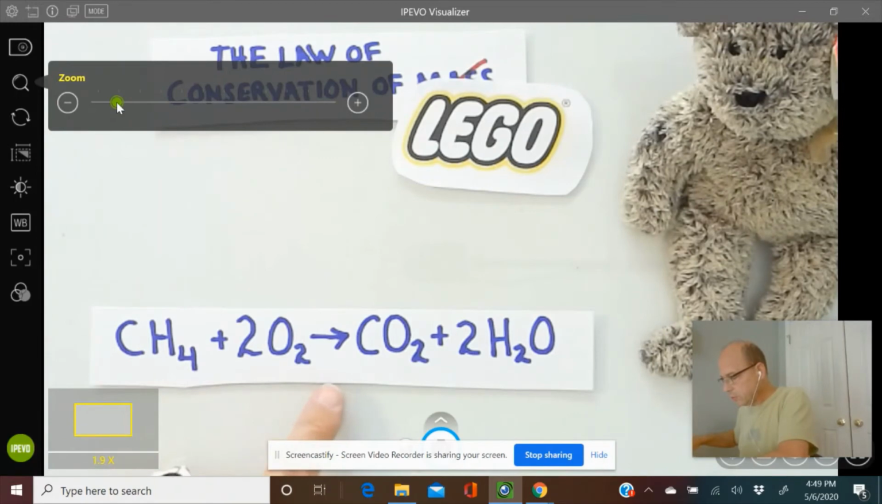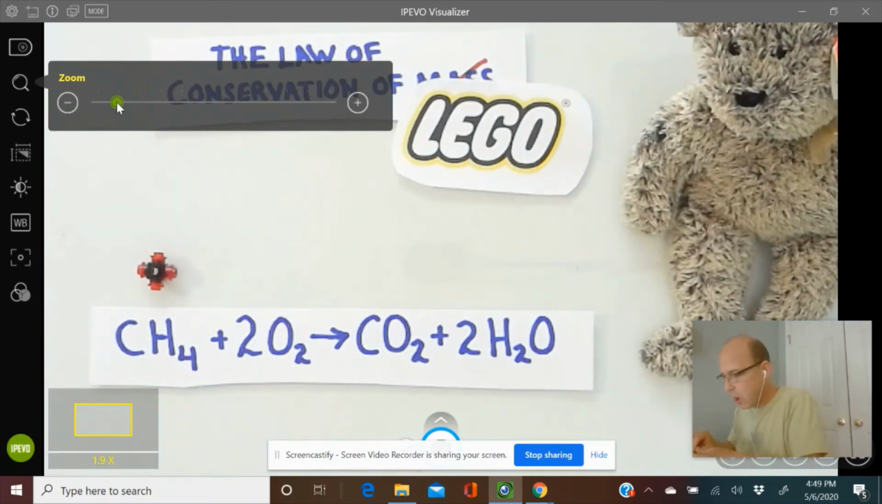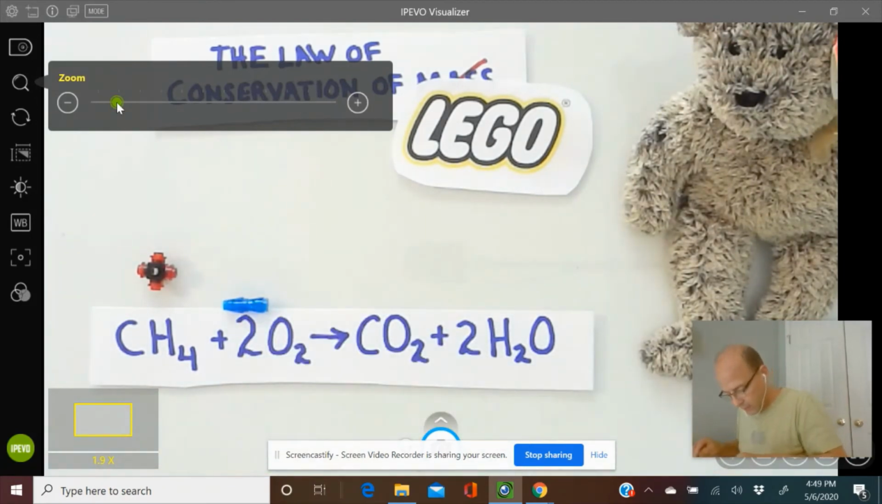CH4 plus 2O2 produces CO2 and 2H2O. This looks like a combustion reaction. So here I've used a black stud to represent carbon, and then you see the 4 hydrogens surrounding it. And then here is one diatomic oxygen, and here's another diatomic oxygen.